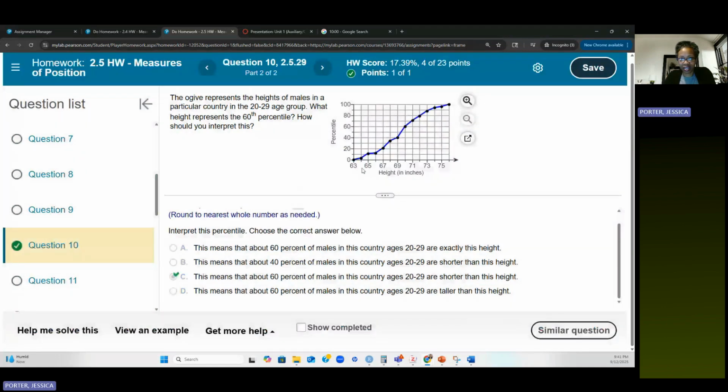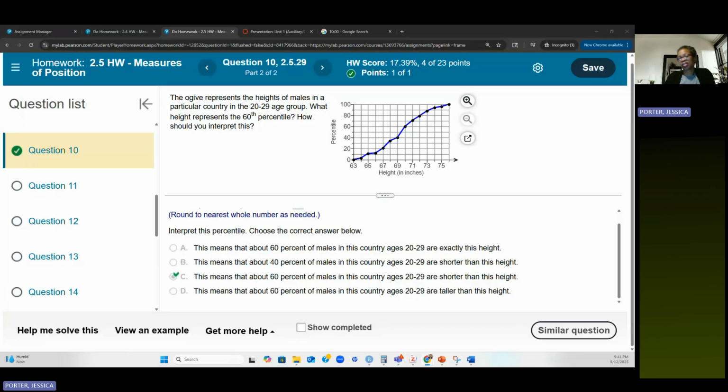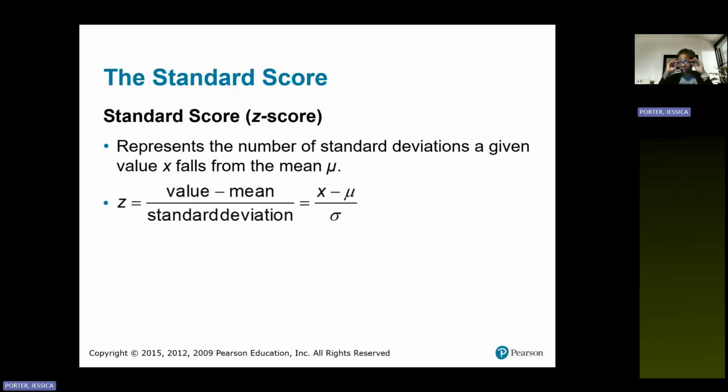Now, let's get into Z-scores. Very important, VIP in the last 9 minutes of class. The standard score represents the number of standard deviations a given value X falls from the mean mu. So how do we standardize a score or produce a Z-score? We subtract the mean from the value and then divide that by the standard deviation.